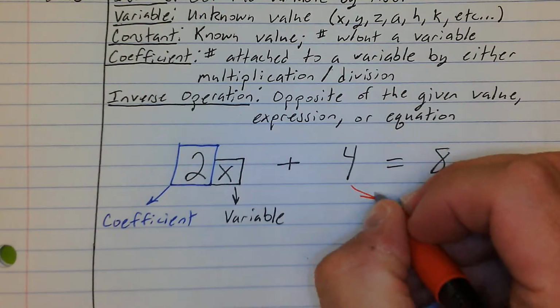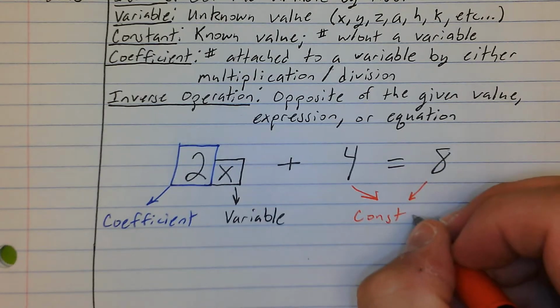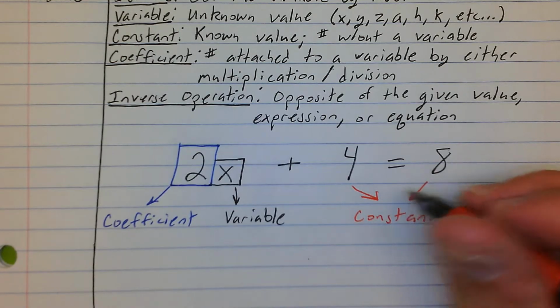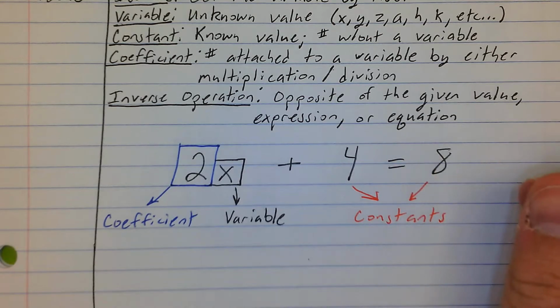And then the 4 and the 8 are actually both constants because we can quantify their values. We know what 4 is. We know what 8 is. They're known values, and they do not have a variable attached to them.